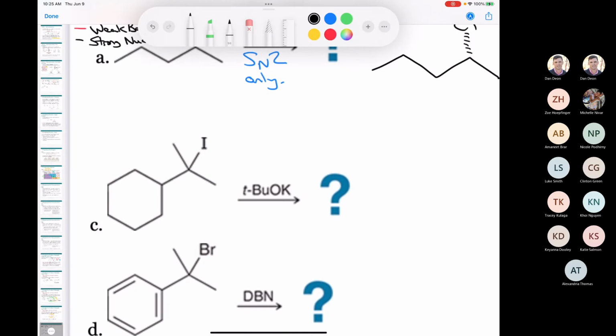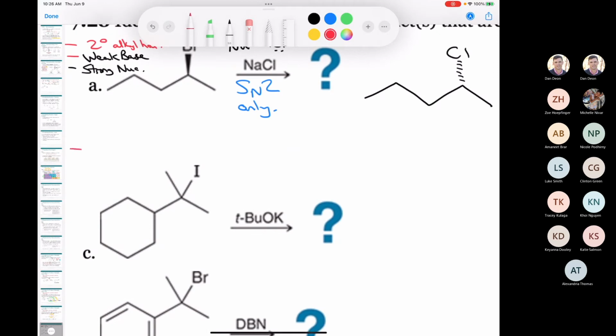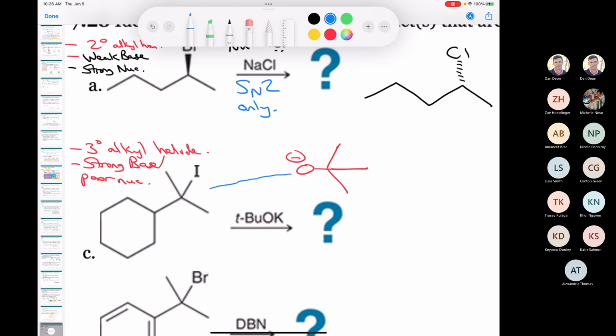The next one, and I'm not going to refer back to the table every time. You guys can go back and take a peek. But now we have a tertiary alkyl halide. And if I have t-butoxide, then it is a strong base, but it's a poor nucleophile. Now, why would t-butoxide be a poor nucleophile? Because if you have an electrophilic center, t-butoxide is just so big and bulky that it can't get close enough to do a nucleophilic attack. Too big and bulky.